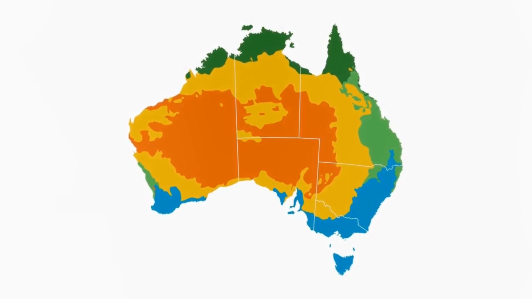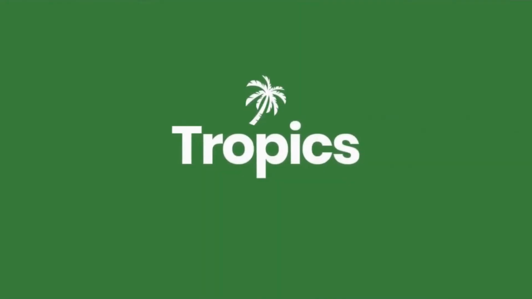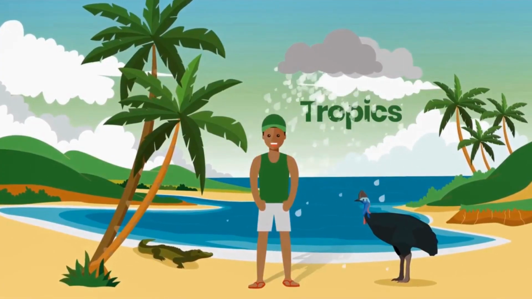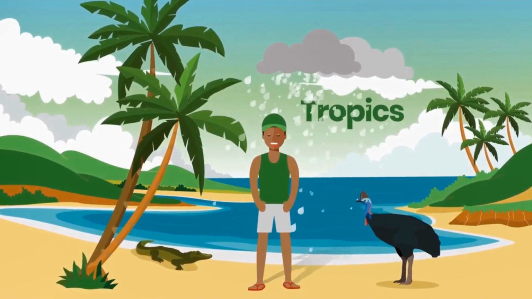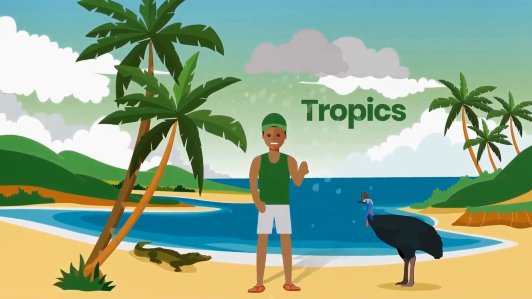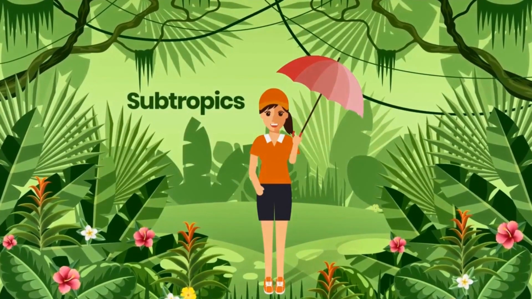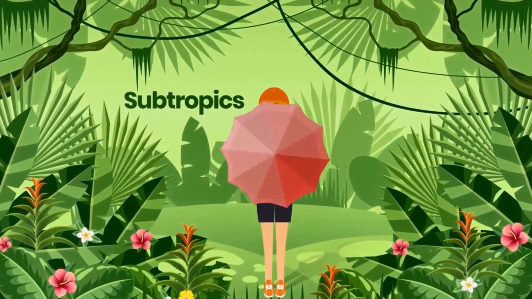Australia is a very big country, so the weather is different in different parts of it. In tropics, the climate is warm and wet. Summer is a wet season in tropics. It often rains, and even in winter it is not cold here.